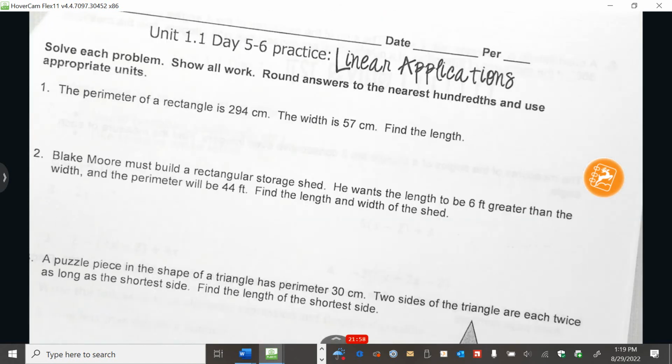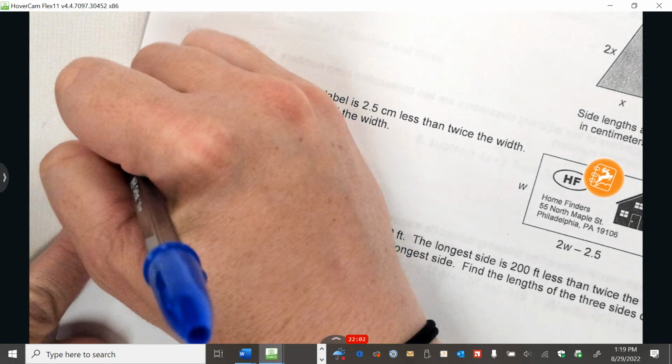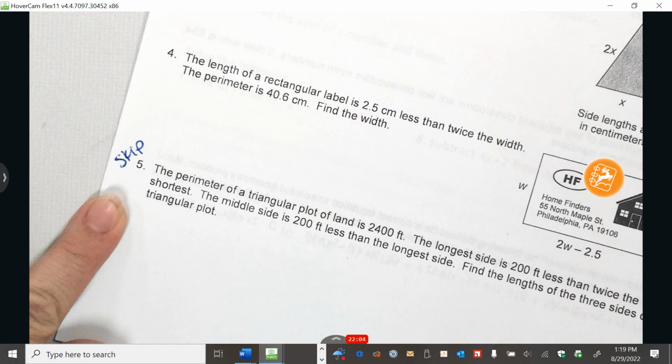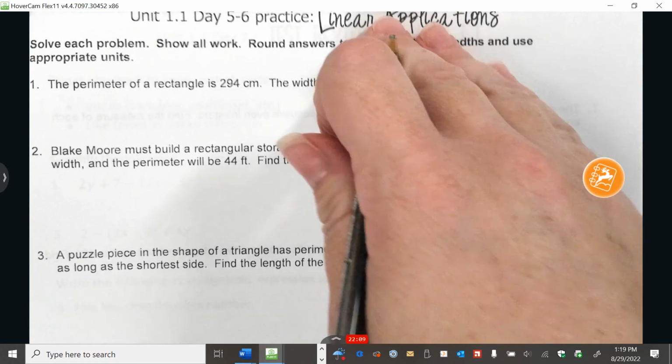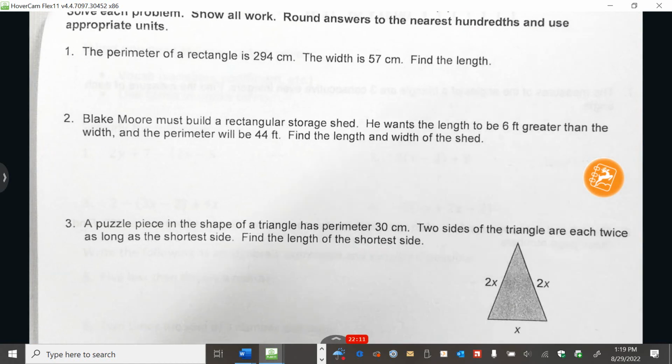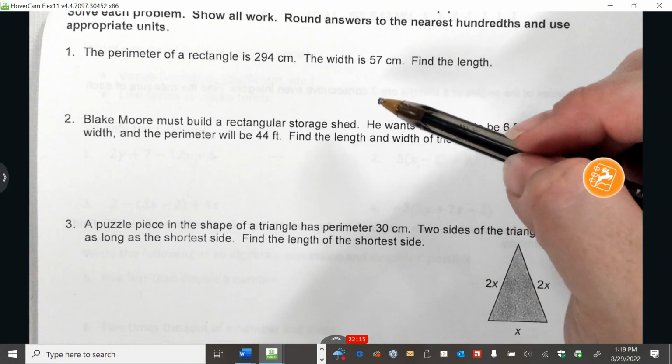So if you look at number 1 and 2. Number 5, I want y'all to skip for today. We're going to do it tomorrow at the beginning of class. So skip that one for now. Okay, we're going to focus on some of the simpler ones first. Yes? Okay, so number 1, what's it telling me?